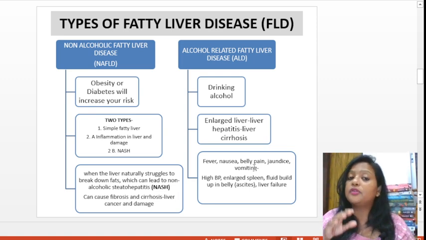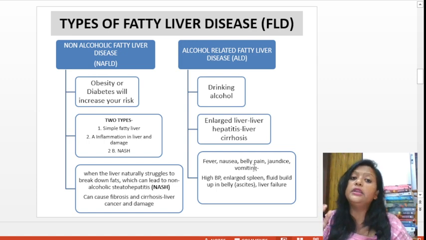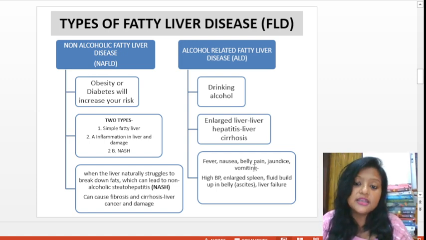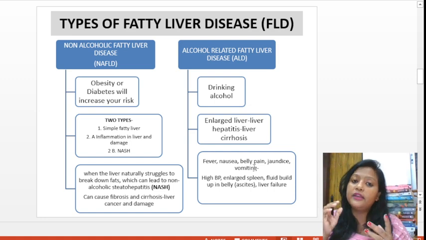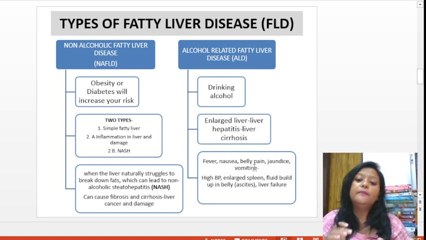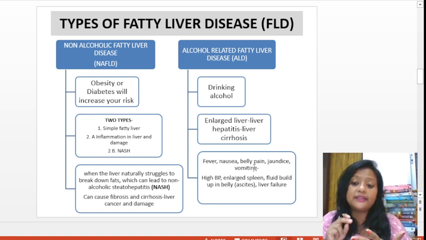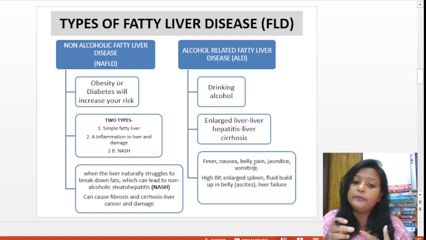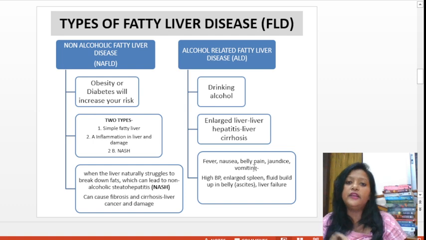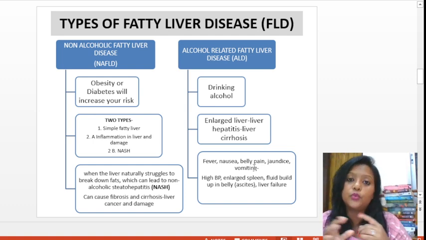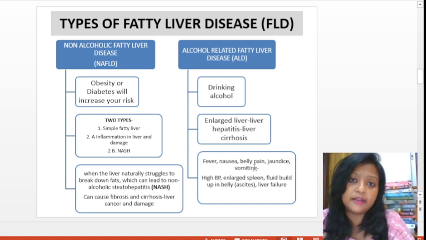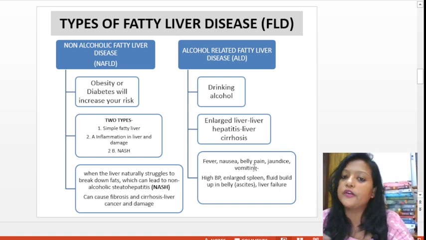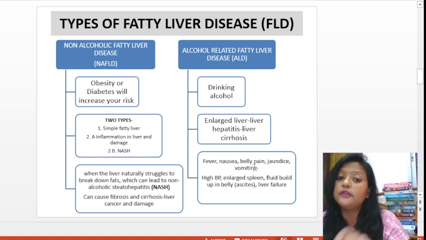Number three, if that is again not cured, then it will lead to liver cirrhosis, which is the final stage, and it can be very, very harmful for the person, because there the blood pressure is high and the spleen gets enlarged. Then also some fluid builds up in the belly, which is known as ascites. Also the liver starts failing. The liver does not work. It does not break down fats and other functions. So it leads to liver failure. So these are the two types of fatty liver disease.